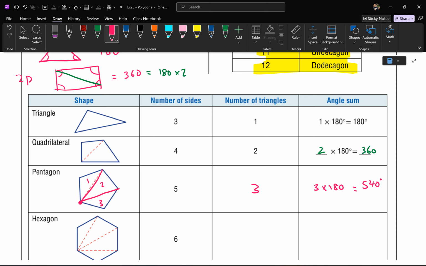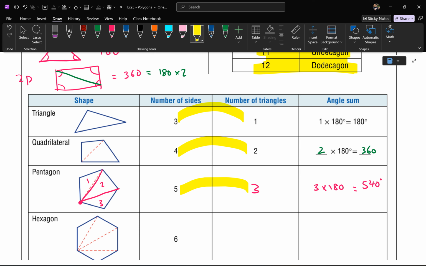Did you have another question? No? Okay. So 3 times 180 gives you 540 degrees, and so there's a pattern now. There's a pattern that if you know the number of sides for a polygon, you can also figure out the number of triangles. What's the pattern? 3 to 1, 4 to 2, and then 5 to 3. What's the pattern?